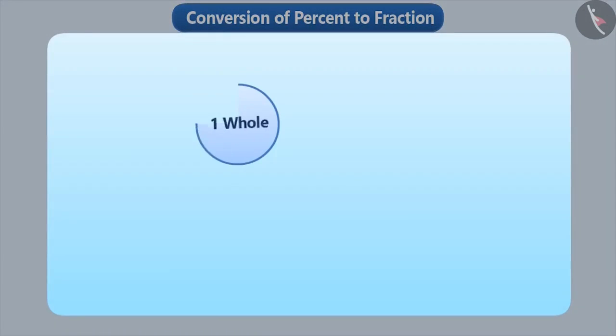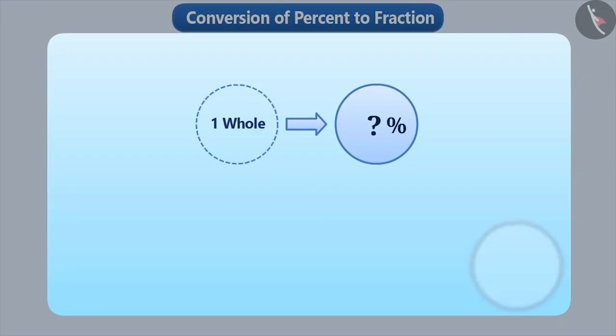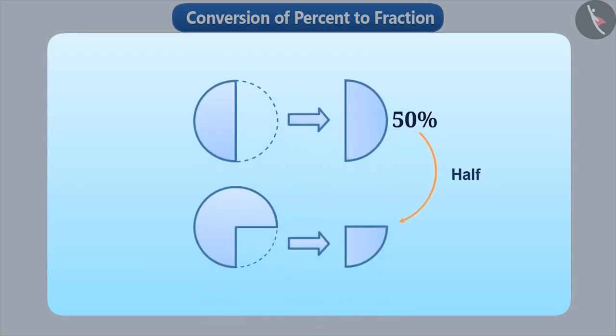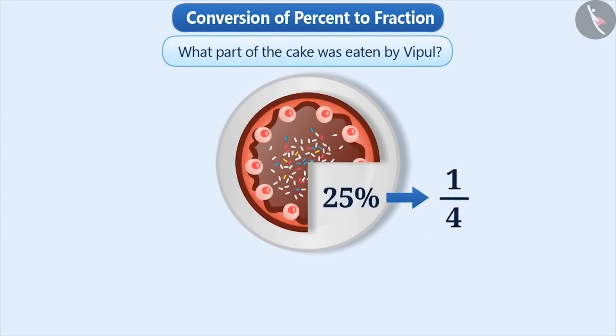Till now, we have learned to convert fractions into percentages. If you take the complete part of a whole, how will you express it in percentage? Think for a while. You've got it right. A complete part of a whole will be 100%. If we consider half of its part, then half of 100% will be 50%. Similarly, if we consider half of this half part, that is 1/4 part, then it will be half of 50%, that is 25%. So 25% is equal to 1 by 4. Therefore, we can say that Vipul has eaten 1/4 part of the cake.